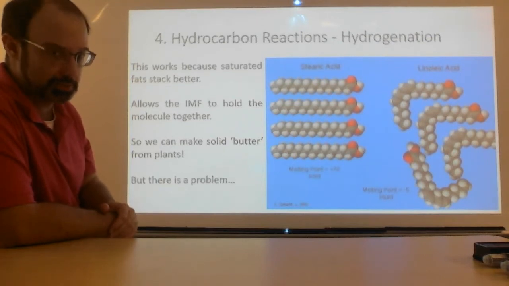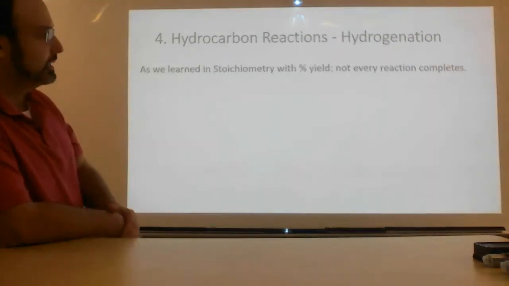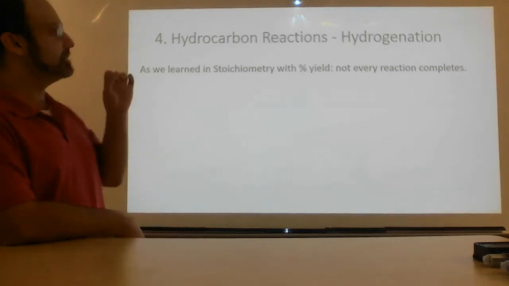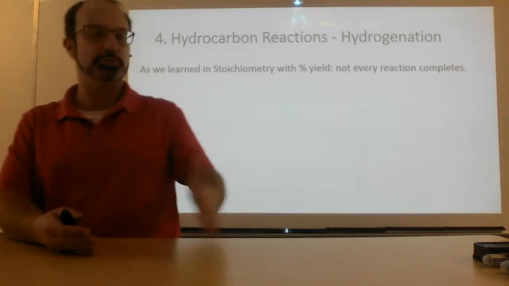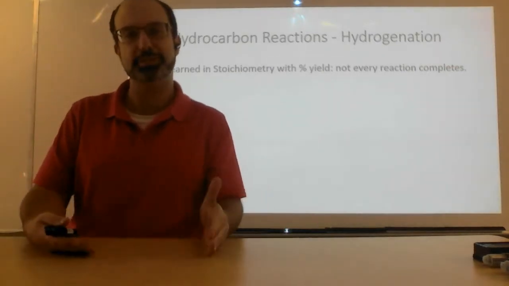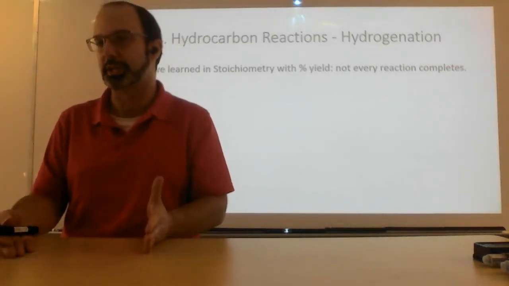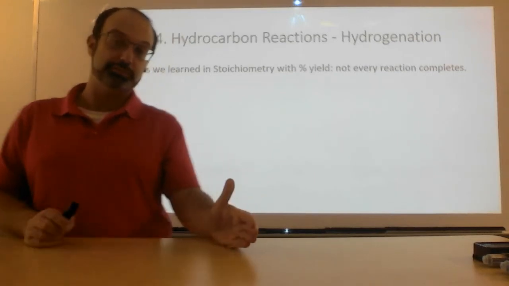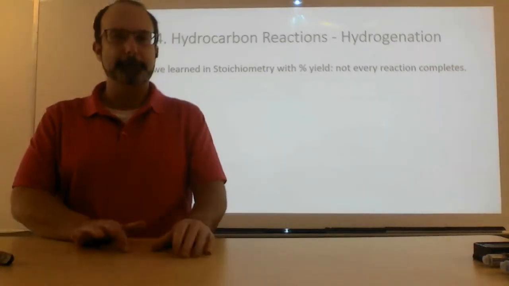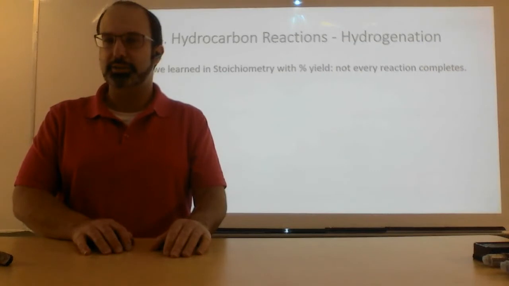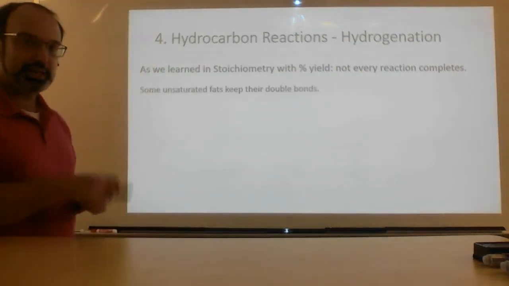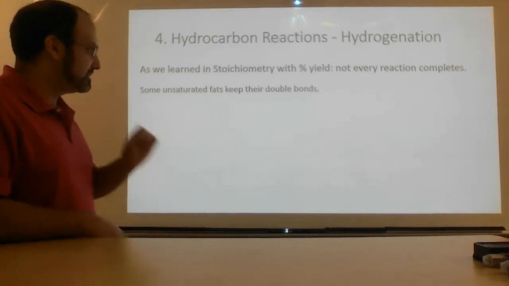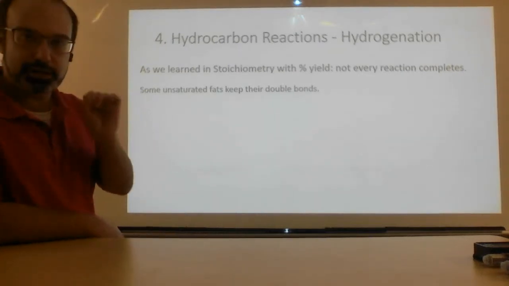But there's a downside here. You see, as we learned in stoichiometry with percent yield, not every reaction goes to completion, right? It's never 100%. We always get some fractional percentage. Now, often that just means we'll have some reactants left over, but we could get something else instead. And in the case of hydrogenation, we do. In the case of hydrogenation, some unsaturated fats keep their double bonds.